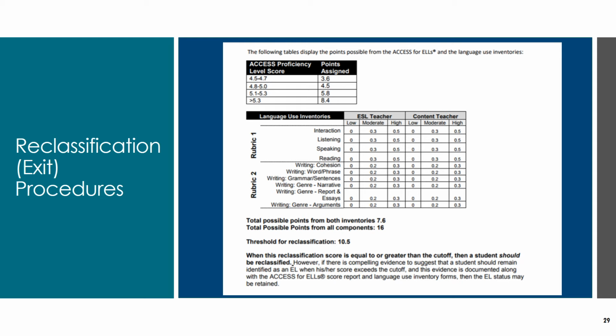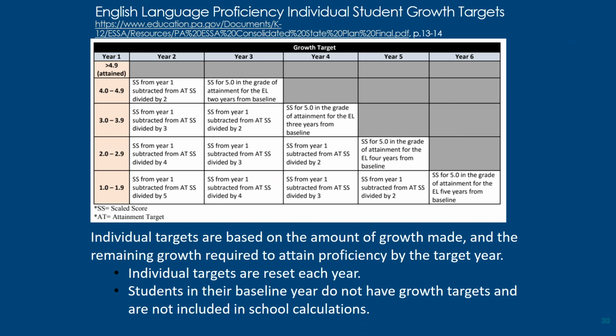Who implements these inventories? The inventories are implemented by the ESL teacher and a content teacher. All of the guidelines for this implementation and the rubrics are part of the document that you need to download. So students are exited once they reach the threshold for reclassification, which at the minimum has to be 10.5 points. All of these scores are translated into points that are added, and then the student needs to reach a minimum of 10.5 in order to be exited from the English Language Development Program.